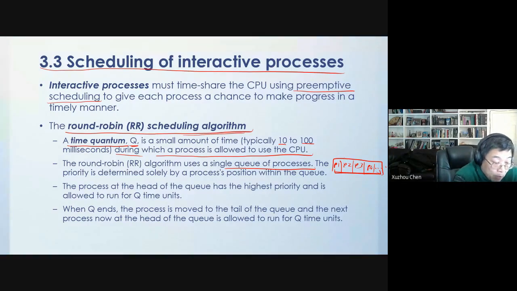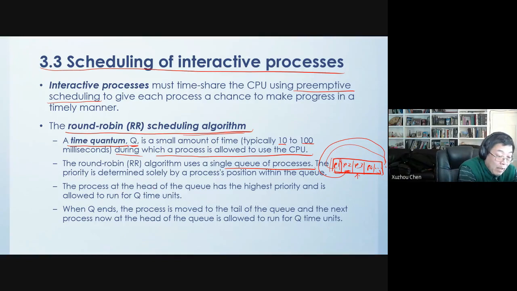When the time's up, the current process is kicked out, and the next process at the beginning of the queue is selected. After timeout, the process is put at the back of the queue, and the next process runs. It continues to move back and forth among the processes.